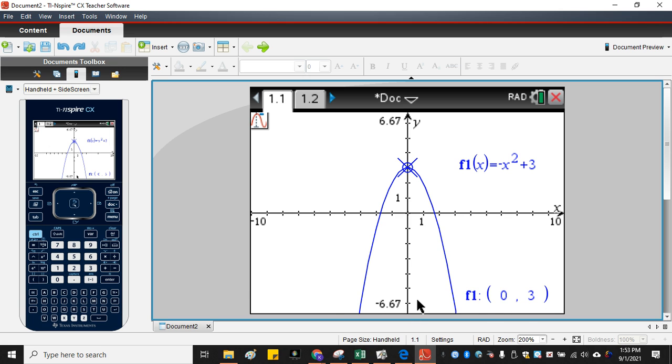There's a way to trace your calculator so you can get some points on it if you had to graph it.